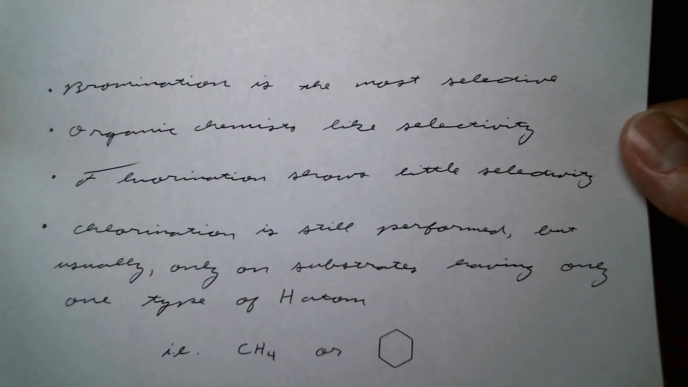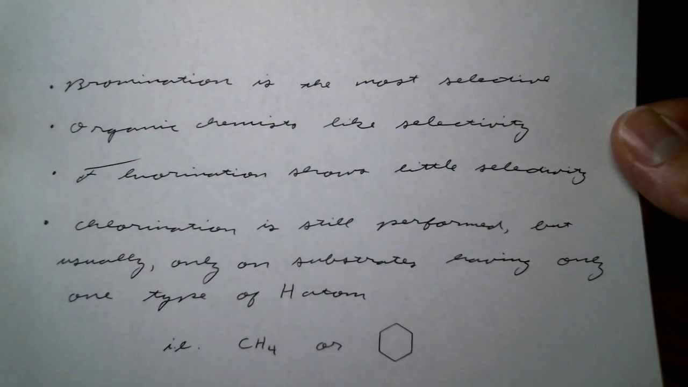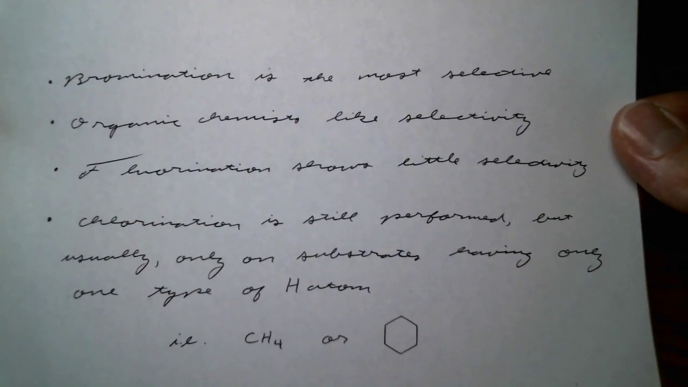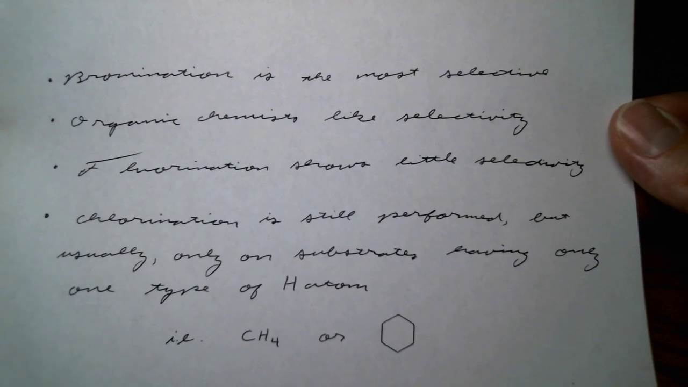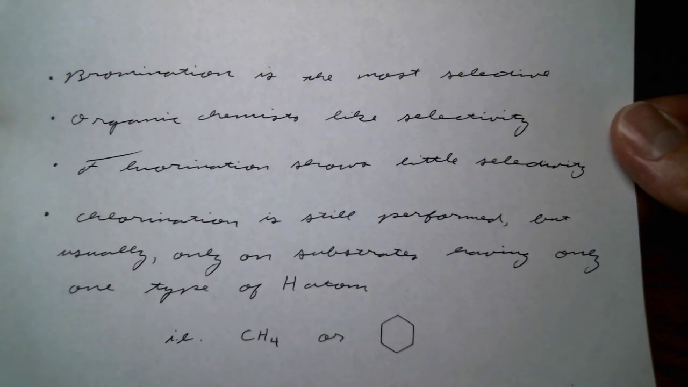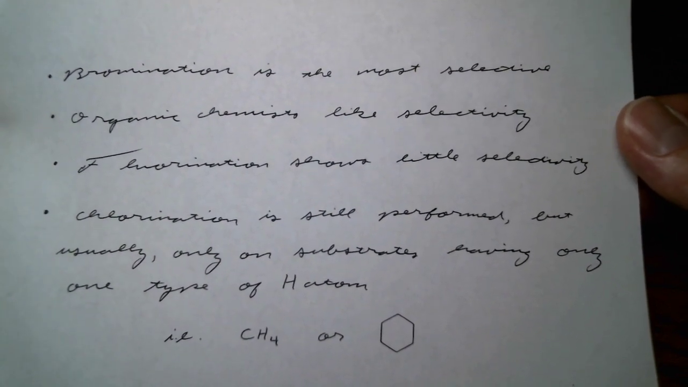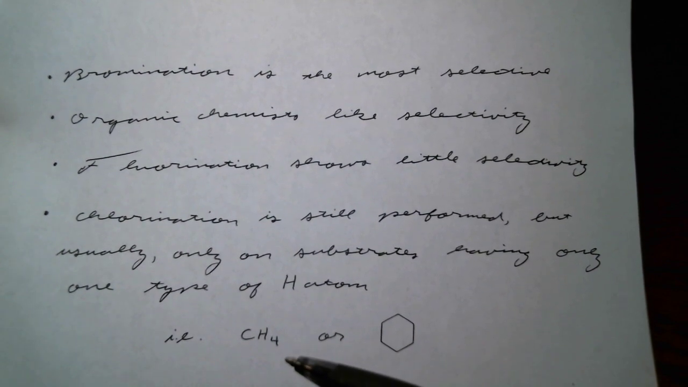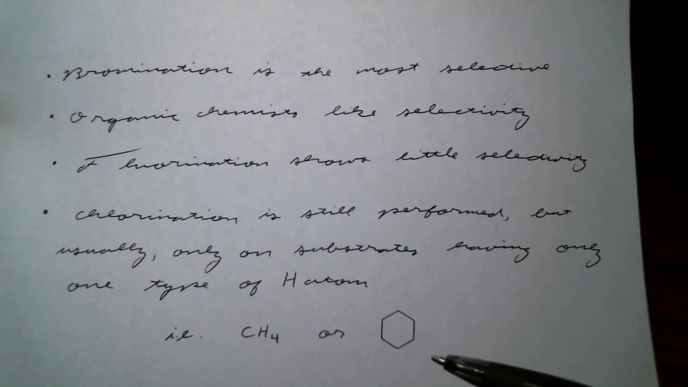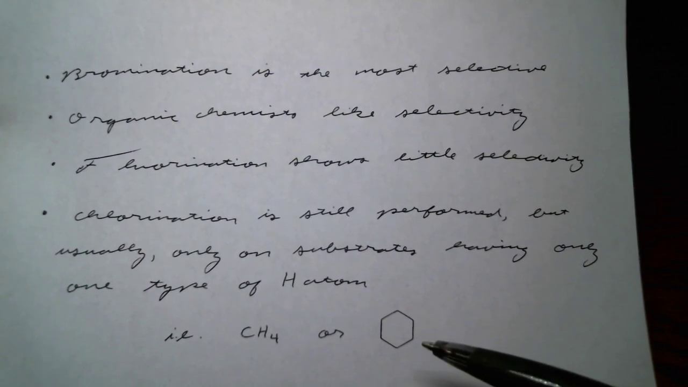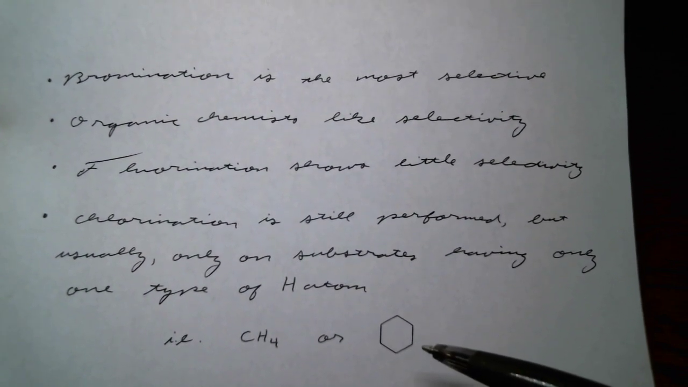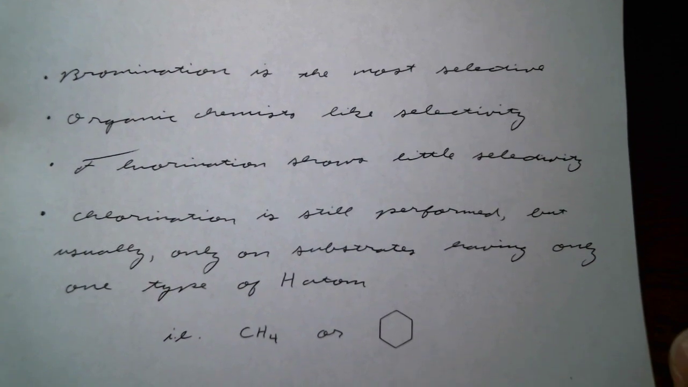Organic chemists like selectivity. Fluorination shows little selectivity. So unless you want to fluorinate your entire molecule, you've got to add fluorine in a different way. Chlorination is still performed, but usually only on substrates having one type of hydrogen, so we don't have to worry about the less selectivity issue that chlorination poses in the radical mechanism. So chlorination of methane or chlorination of cyclohexane, there's only one type of secondary hydrogen in this molecule.